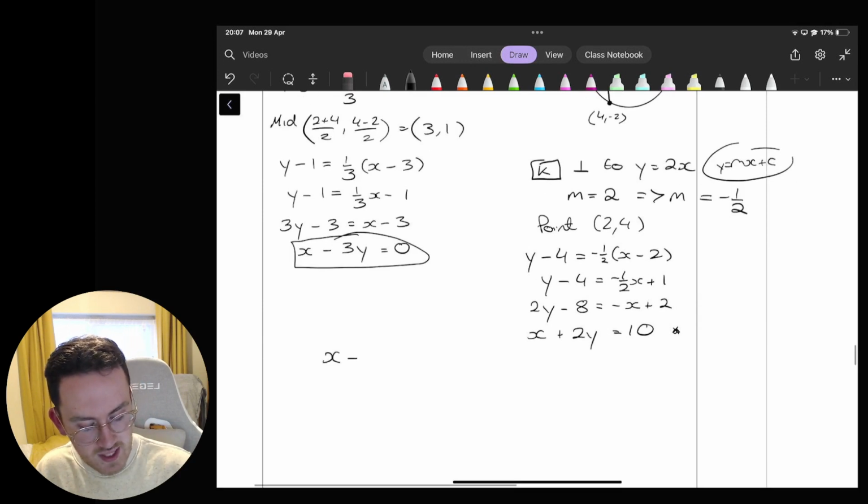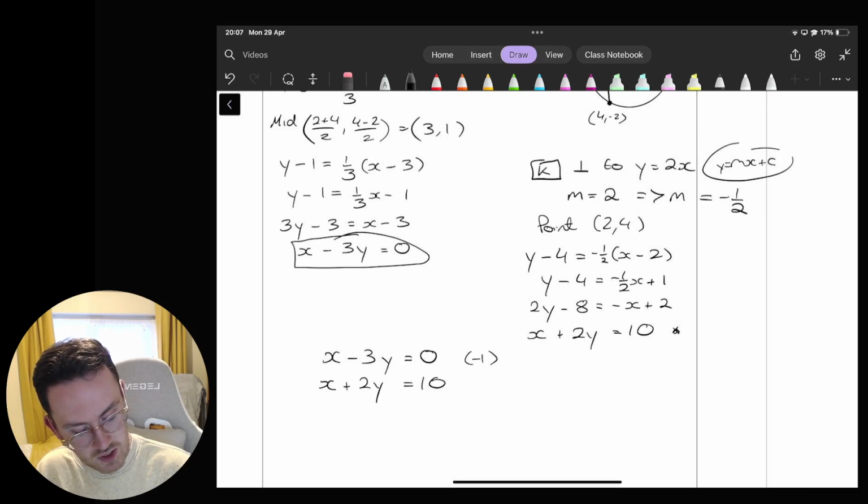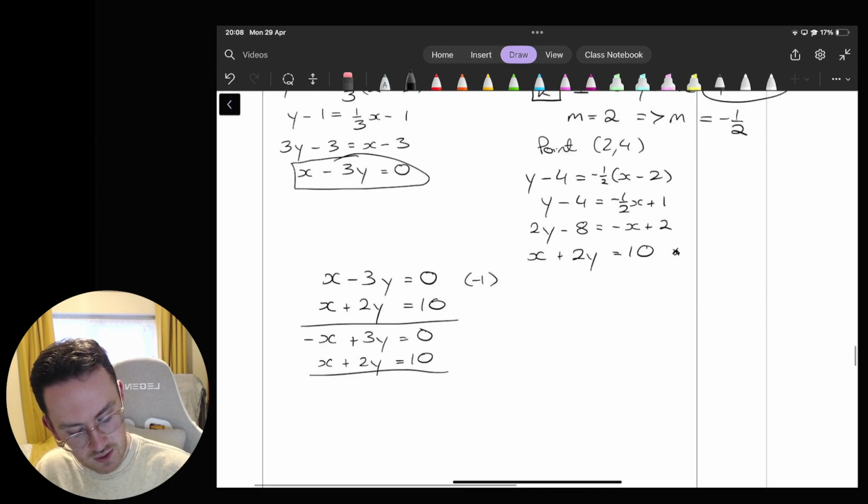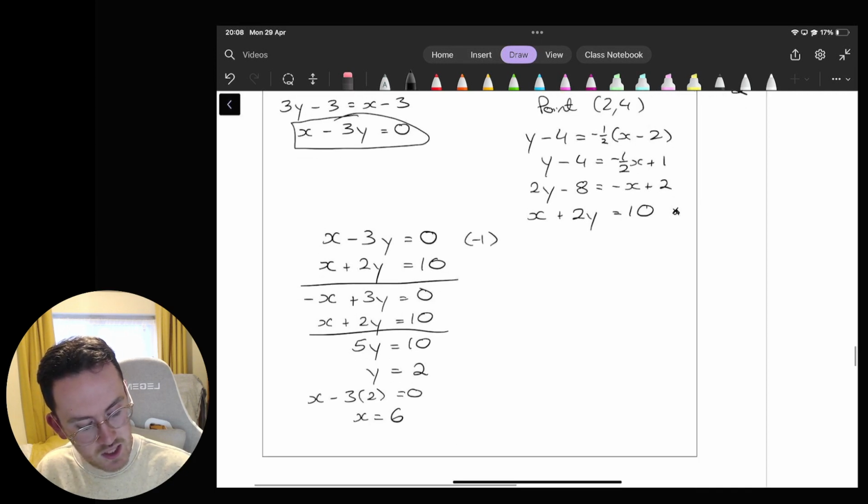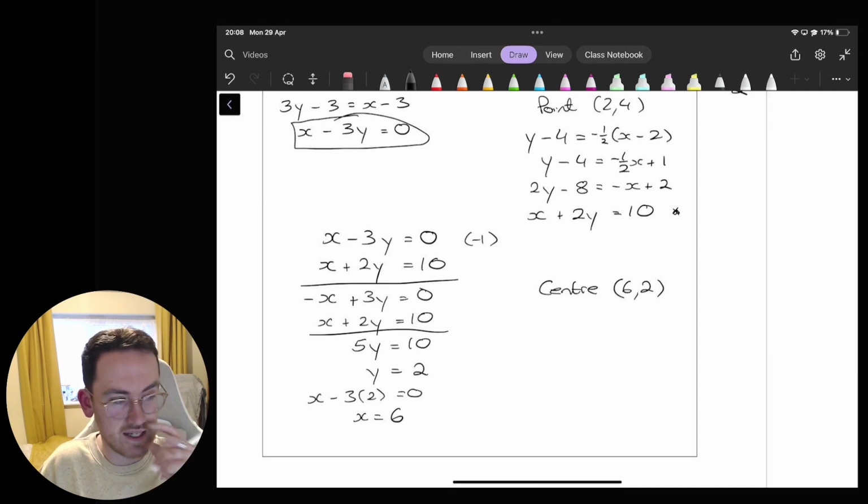Now I know that the centre will be the point where those two lines intersect. x plus 2y equals 10. So let's do minus 1 of the first one, so minus x plus 3y equals 0. x plus 2y equals 10. So I get 5y equals 10, y equals 2. x minus 3 times 2 equals 0 means x equals 6. So my center here is 6, 2.